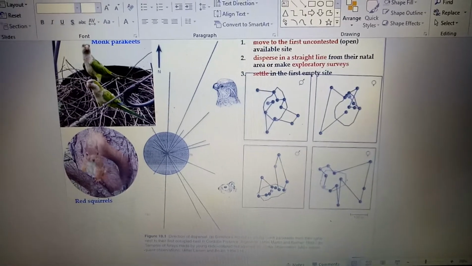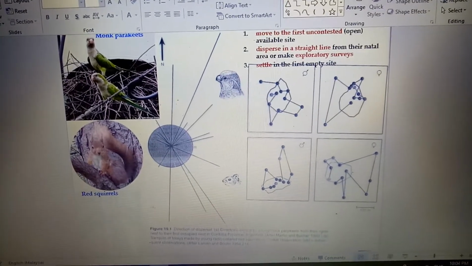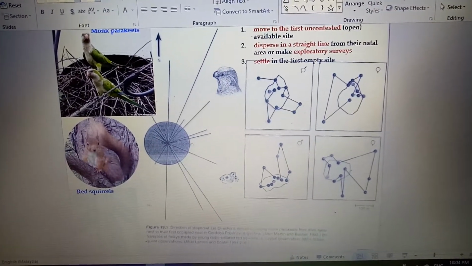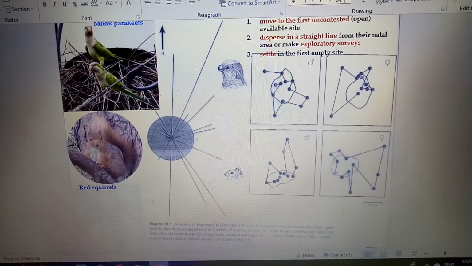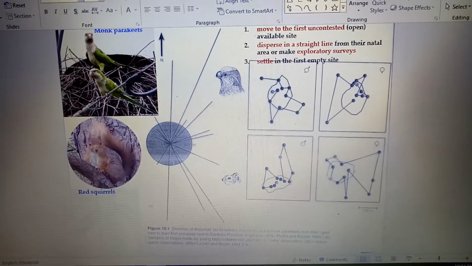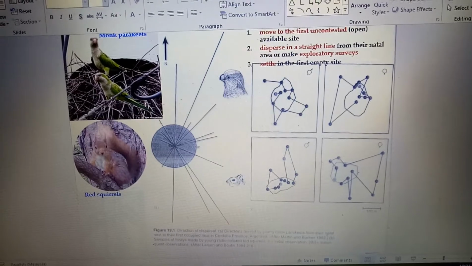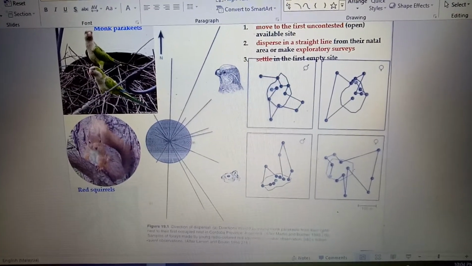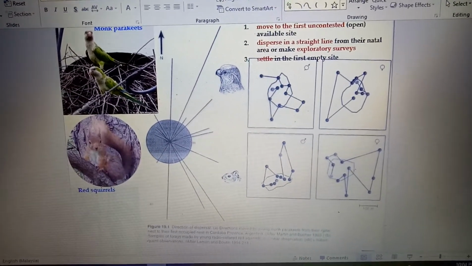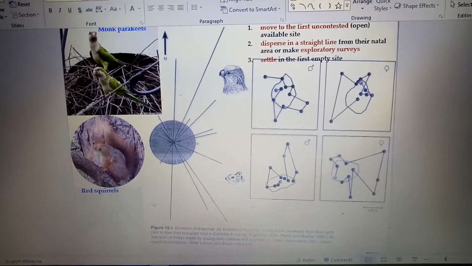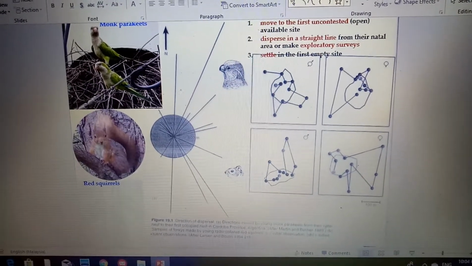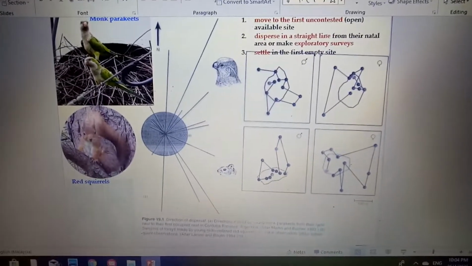Different examples. Number 1, move to the first uncontested open available site. Number 2, disperse in a straight line from the natal area or make exploratory surveys, and next one, settle in the first empty site. Okay, you just take a look one by one.